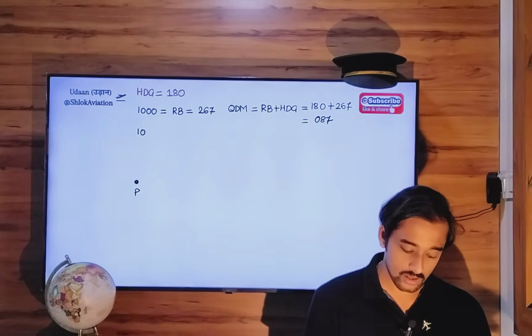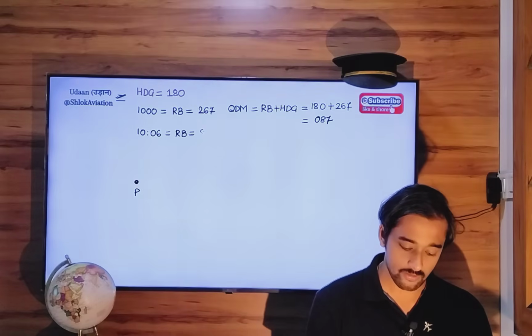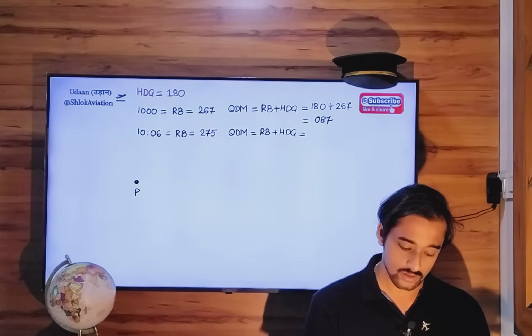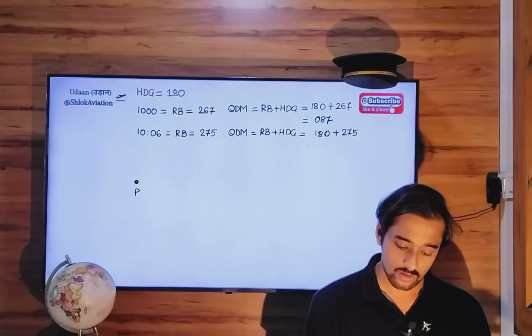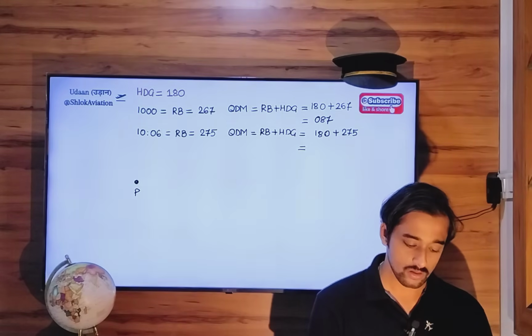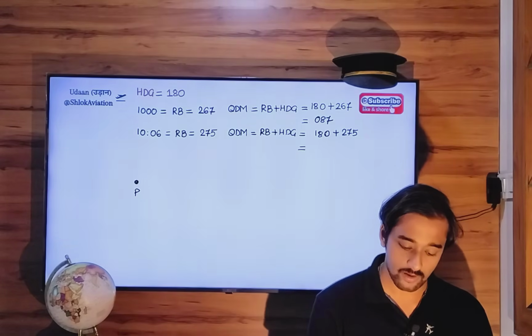Next at 10:06, relative bearing is 275. QDM in that case will be relative bearing plus heading, which is equal to 180 plus 275, that is equal to 095.